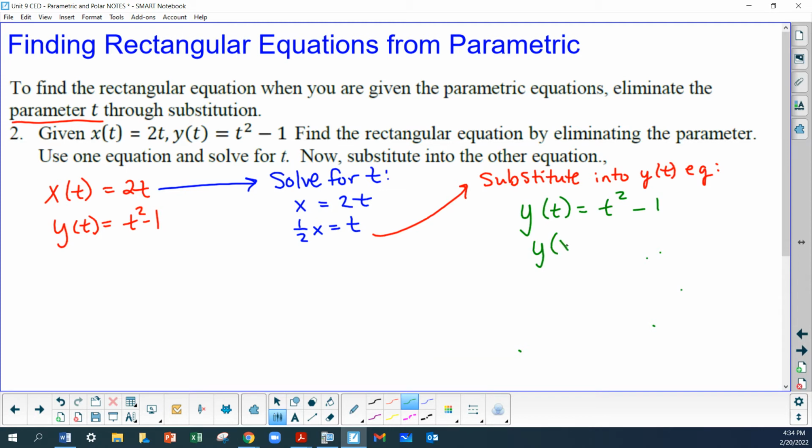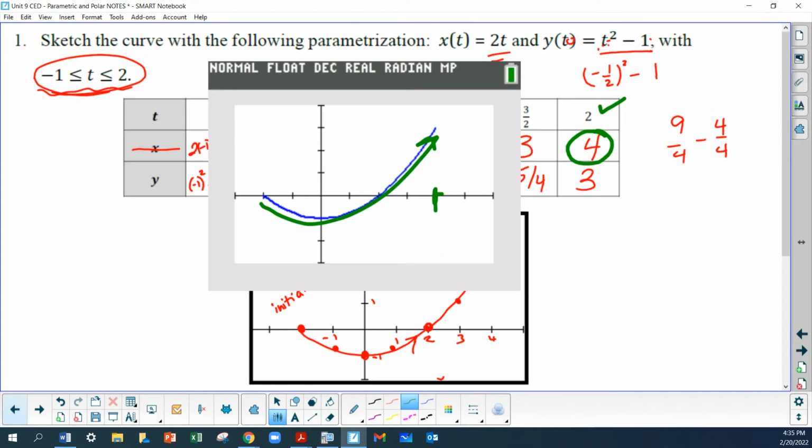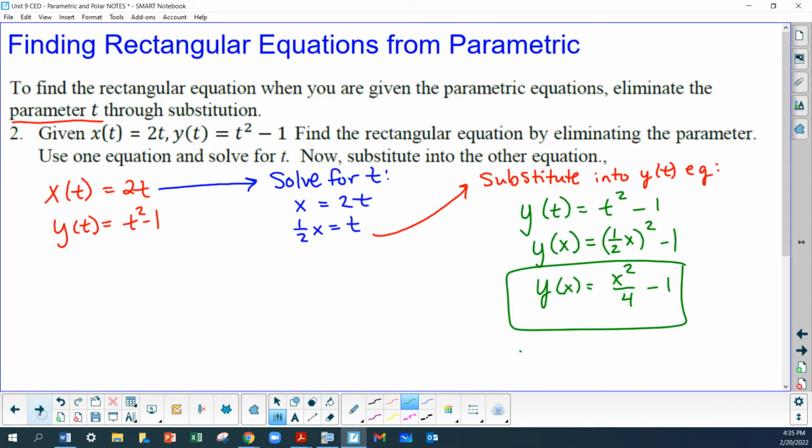This is now going to switch into a y of x equation. Watch this. Because t gets replaced with 1/2 x, which will get squared, minus 1. Now we are in rectangular form. I have y of x equals x squared over 4 minus 1. And definitely the shape on this is a parabola, isn't it? Yeah. And if it graphs out, we would get that parabola shape.